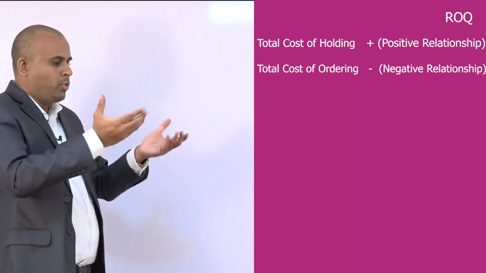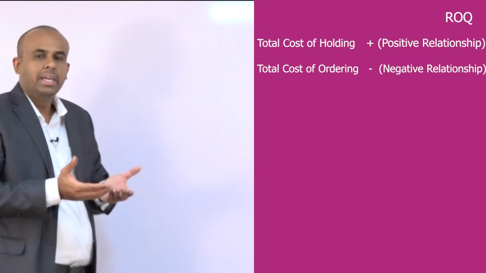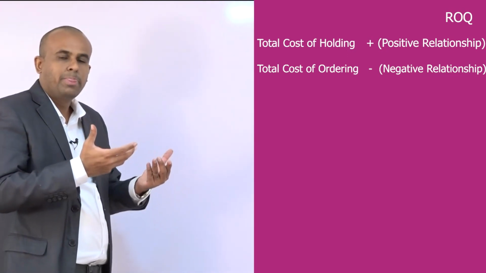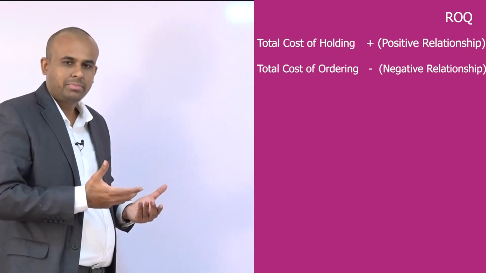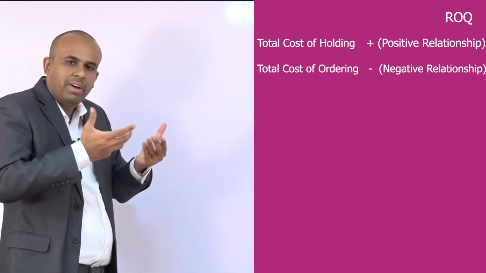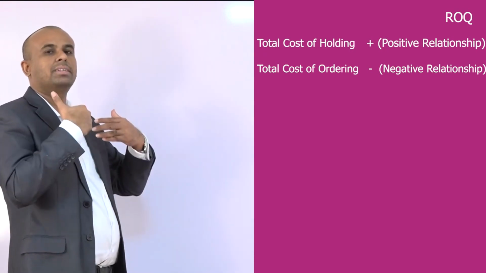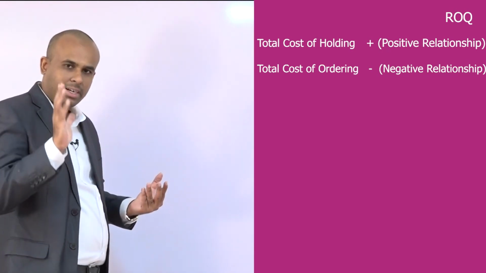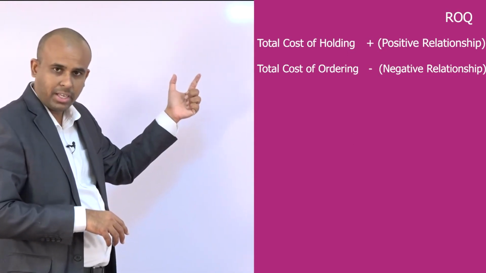Very clear, no? When you buy 10,000 units at once, the total holding cost that you incur is definitely greater than the total holding cost that you incur when you purchase 5,000 units. When you purchase 5,000 units at once, you incur a low cost of holding, but when you purchase 10,000 units, you incur a higher amount of cost of holding. Clear? Right. So total holding cost and the ROQ have a positive relationship.